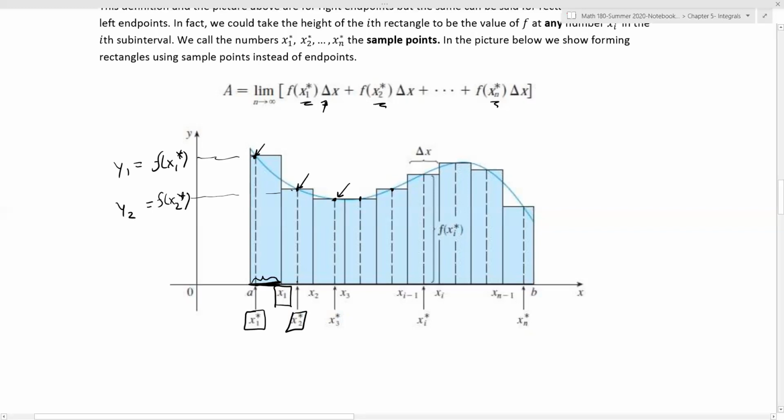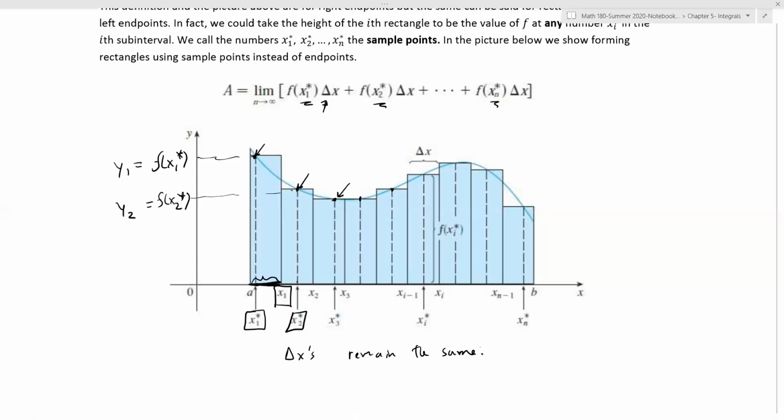And then they tell us, right? They just tell us where to pick our y's. They show us where our y's are. The intervals, the delta x's, remain the same. Just like with the midpoint ones.